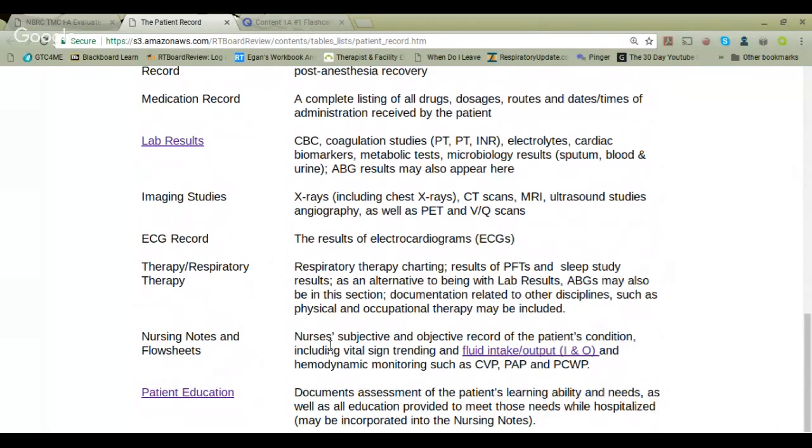Flow sheets. Nurses' subjective and objective record of the patient's condition, including vital sign trending and fluid intake or output, I&O, and hemodynamic monitoring such as CVP, PAP, and PCWP. Patient education documents assessment of the patient's learning ability and needs, as well as all education provided to meet those needs while hospitalized, may be incorporated into the nursing notes.